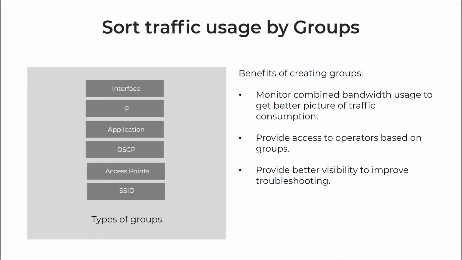So as you can see, we can sort traffic usage by groups. We have interface, IP, application, DSCP, access points, and SSID groups. Why we would need to create a group in the first place is that, let's say you need to monitor your combined bandwidth usage to get better visibility, you can do that.